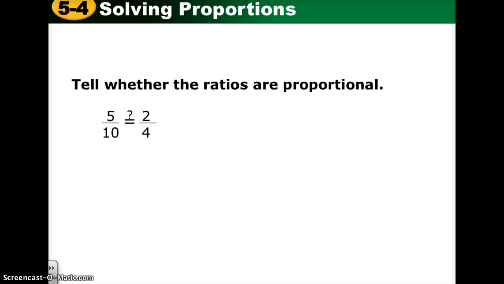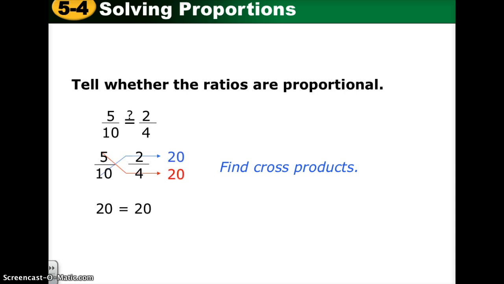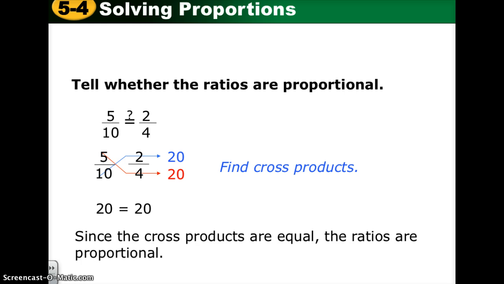Let's check 5/10 and 2/4. Well, before you even multiply these with cross products, just think about it. 5 over 10, 2 over 4, those to me both look like they are equivalent to 1/2. Cross products will verify that. 5 times 4 is 20, 10 times 2 is 20. Those are the same values, so the ratios are proportional. Notice this is not a yes or no answer. We are writing these out as saying the ratios are proportional, or we would say the ratios are not proportional.